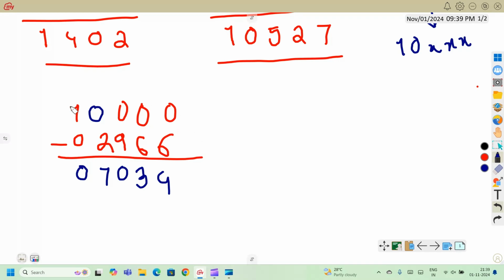I told you why this one is being reduced by 1. Let me tell you again. You have 10,000. What is 10,000? 10,000 is the lowest 5-digit number in this case. 10,000 minus 1 is 9999. So you subtract anything from 10,000, the fifth digit becomes 0.